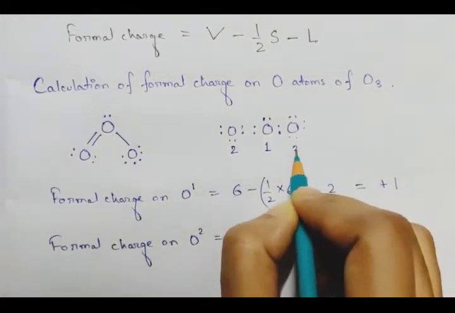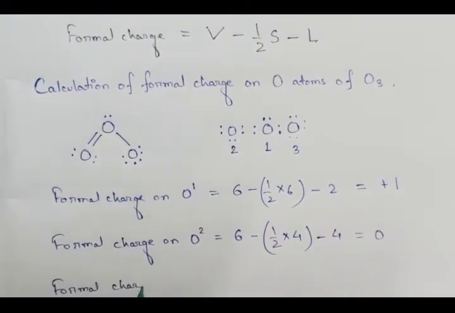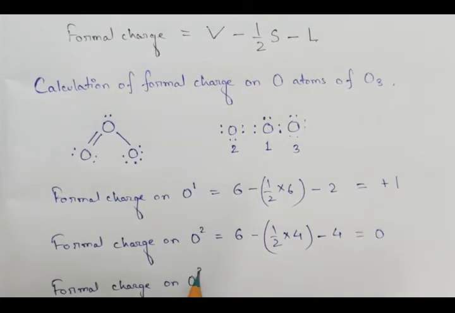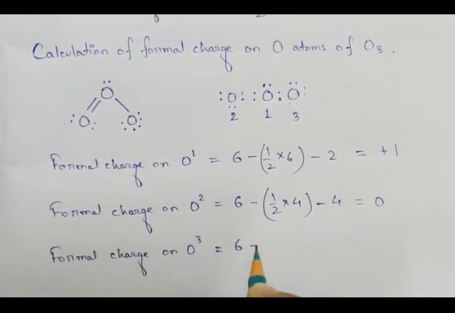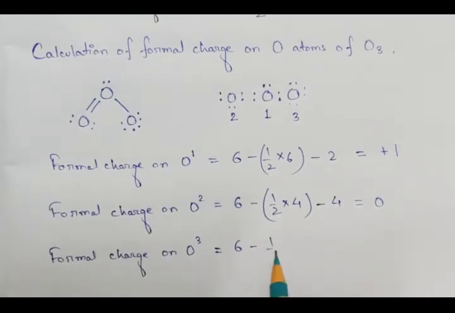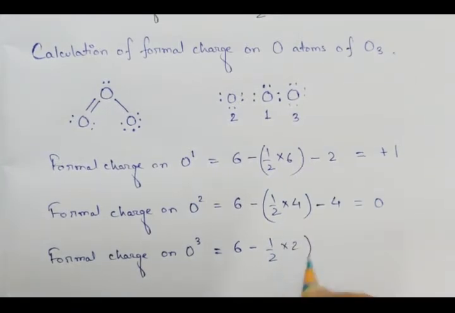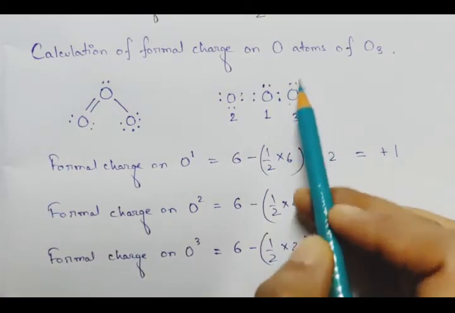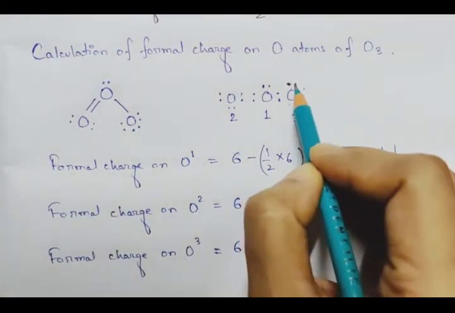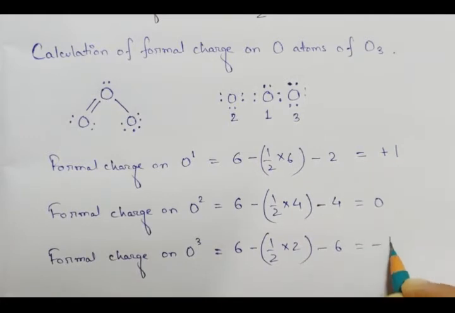Now coming to the third one. The formal charge on O3 is equal to, this one is again 6, minus half of the shared electrons. Here only 2 electrons are shared. And how many electrons are remaining as the unshared ones? 1, 2, 3, 4, 5, 6. 6 electrons are not shared. So it will be minus 6. Clear? So here the formal charge is minus 1.